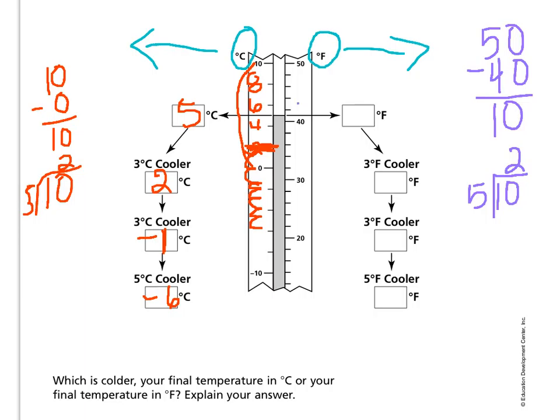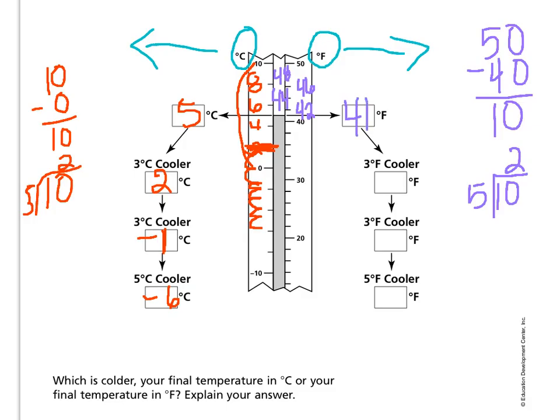So 40 plus 2 is 42. Then there's 44. Then there's 46. Then I have 48. And 50 is already there. So I can see that the arrow is marking between 40 and 42. And I know that that's 41 degrees Fahrenheit.